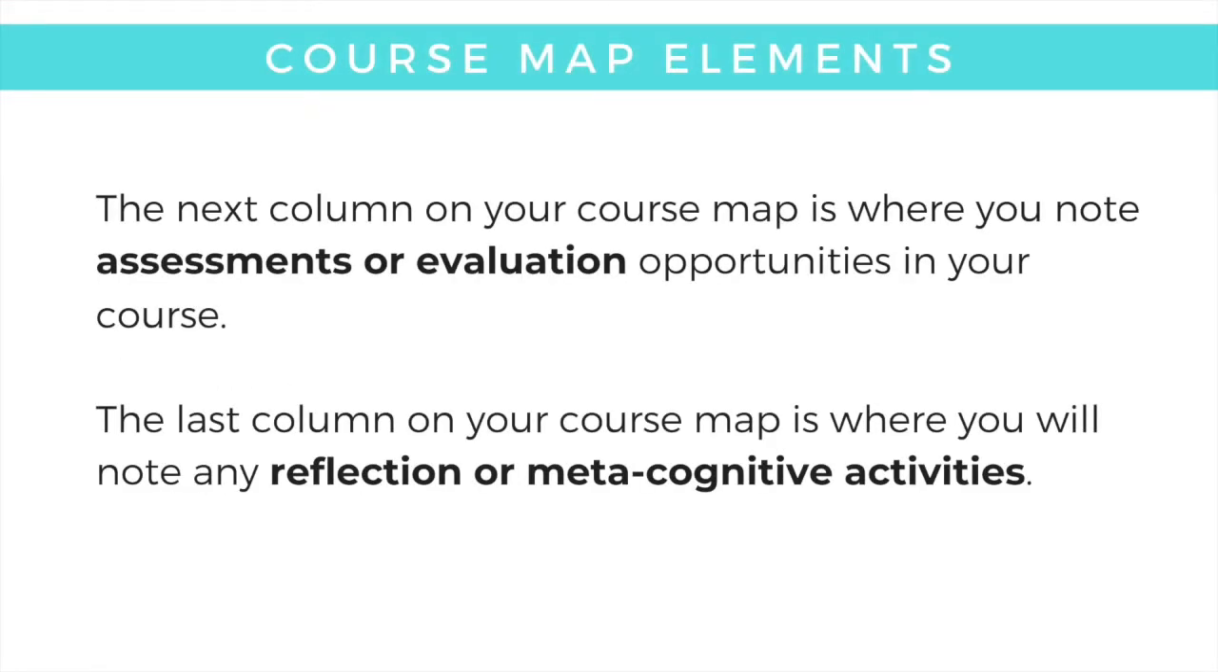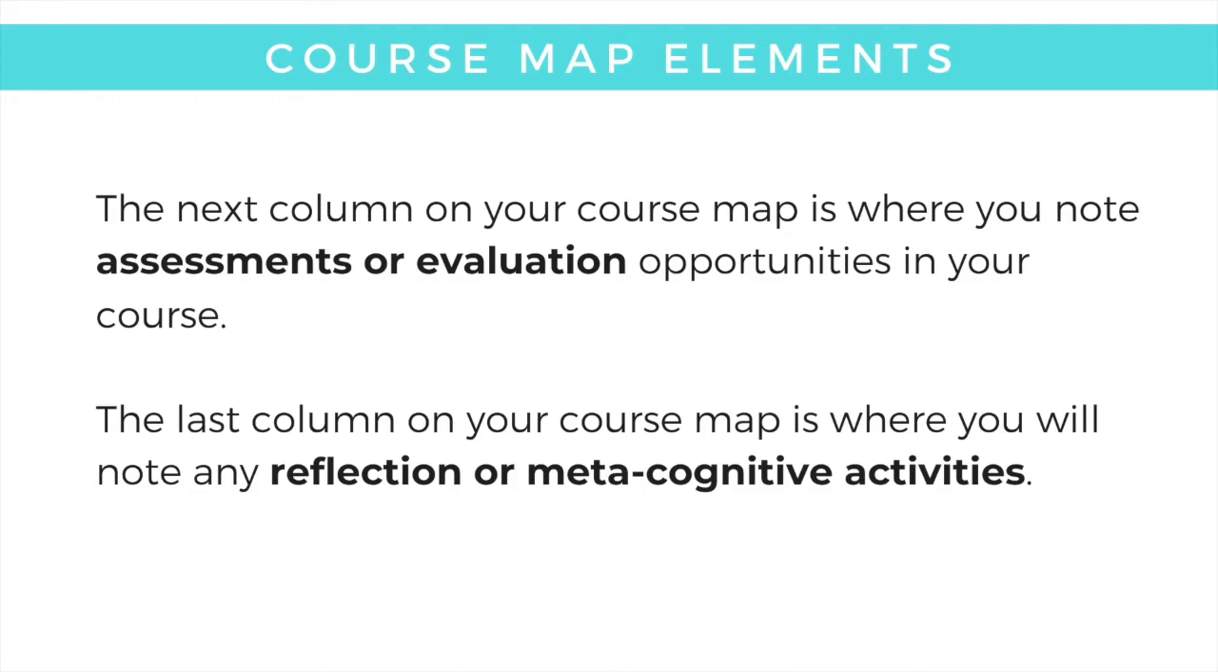The next column on your course map is where you note assessments or evaluation opportunities in your course. These would include any chances that students have to provide evidence to demonstrate that they have met one or more learning objectives. The last column on your course map is where you will note any reflection or metacognitive activities.